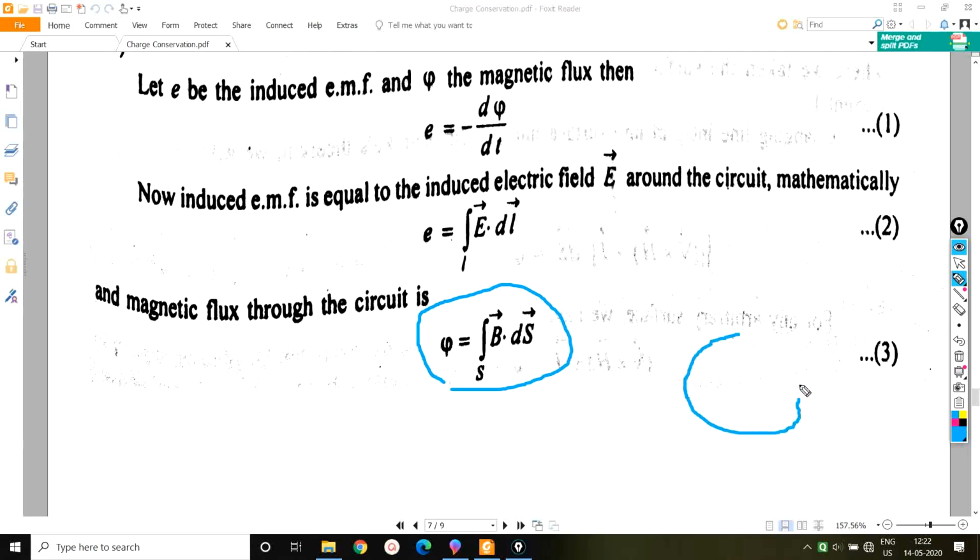Again, I would like to tell you that here also you have a loop, and S is the surface which bounds that loop. So this B dot ds for this surface is taken, which gives your phi as a surface integral, and the line integration is taken over the boundary of this loop. Line integration of E dot dl is equal to the induced EMF E.